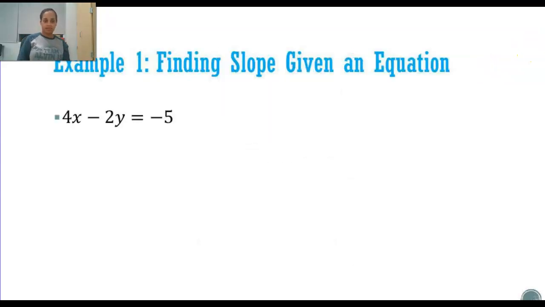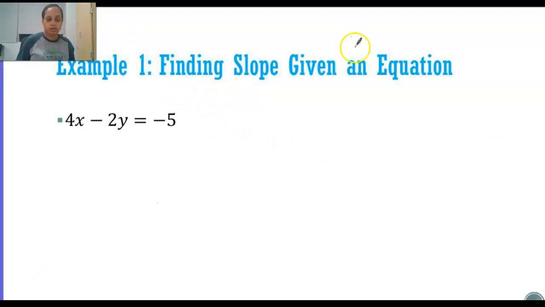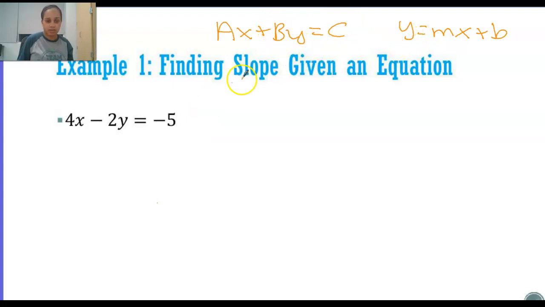So here's my first example. What we're going to do is find the slope of this equation here. And when I look at this equation, I notice that it is in standard form. What might be easiest to do is to convert this from standard form over to slope-intercept form. So slope-intercept form is that y equals mx plus b format. Right now it's ax plus by equals c. Let's see what we can do to convert from standard to slope-intercept.